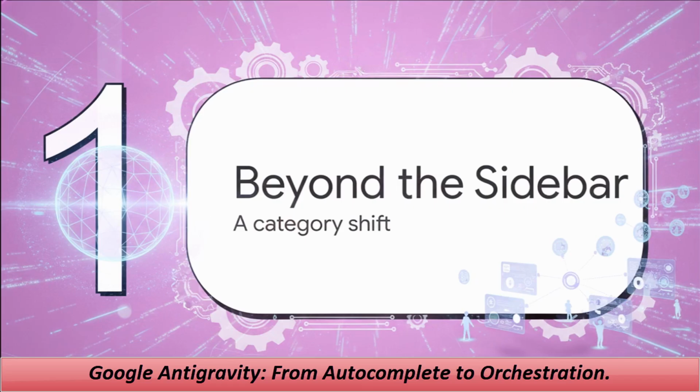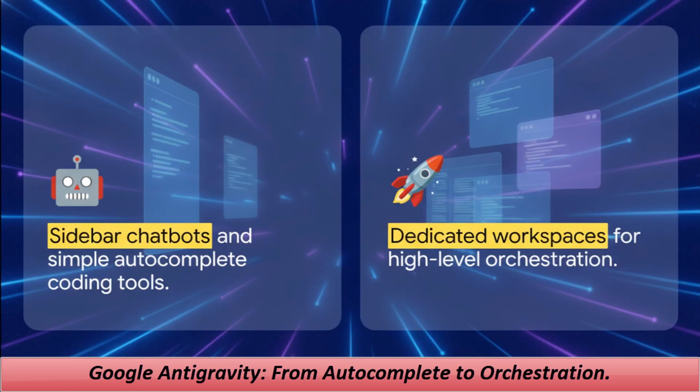Section 1. Beyond the chatbot sidebar. Right, so we are actively moving away from those older AI tools that just kind of live in a tiny sidebar to help you autocomplete text. The core philosophy of Antigravity is that agents just shouldn't be confined like that. Instead, we're shifting to a fully dedicated workspace, a whole environment where AI agents plan, execute, and verify tasks across your editor, terminal, and browser all at the exact same time.